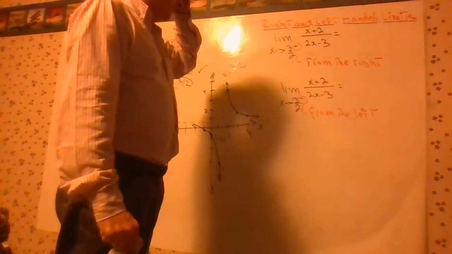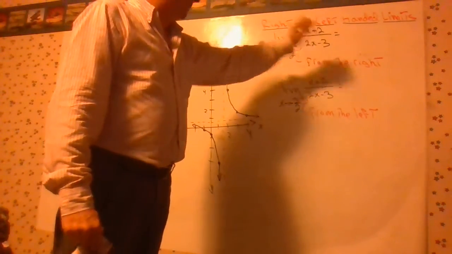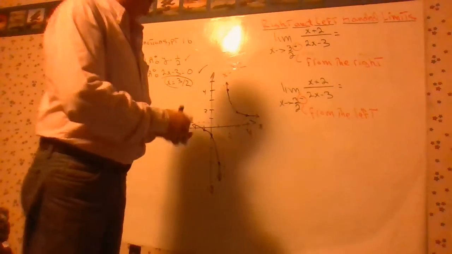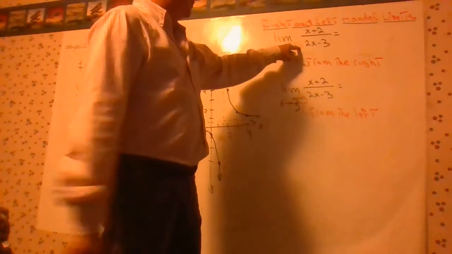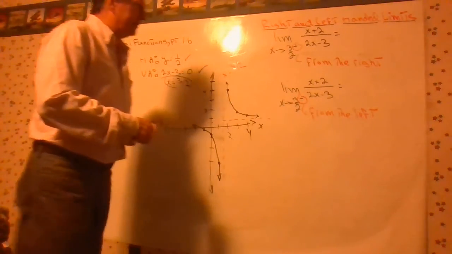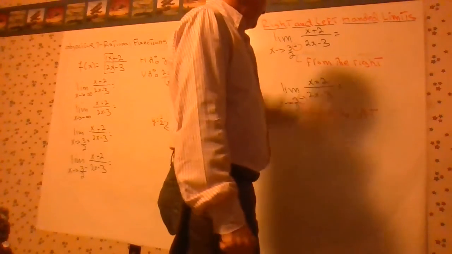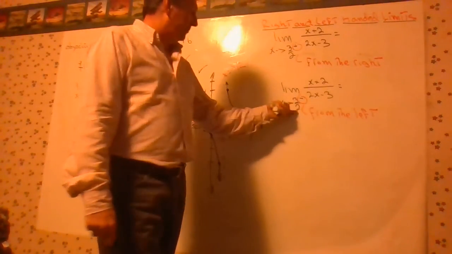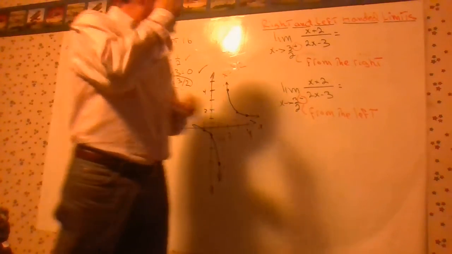If we have the limit as x approaches 3 halves of (x plus 1) over (2x minus 3), this little plus is a superscript, which normally doesn't belong there. You're used to putting a plus in front of a number. Well, this is limit terminology. It means we're approaching 3 halves from the right. And if we have x approaches 3 halves with a negative superscript, it means we're approaching 3 halves from the left.